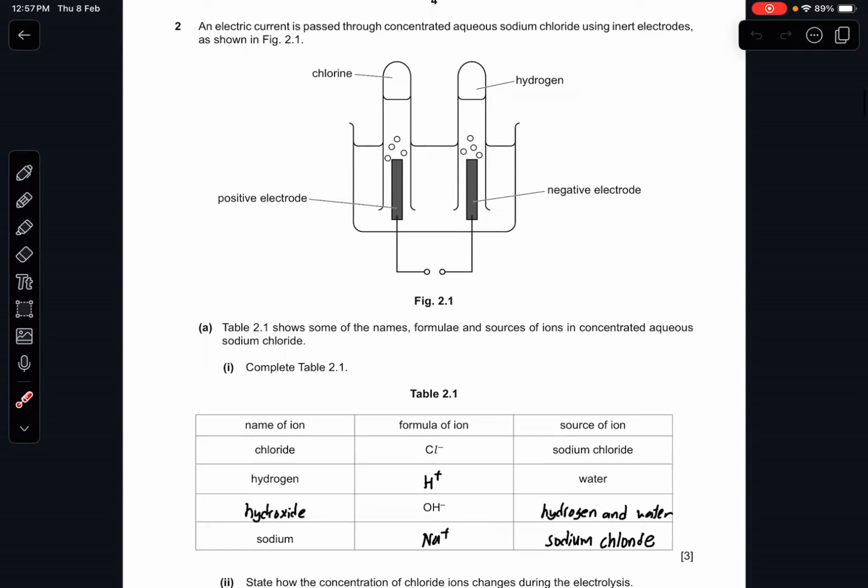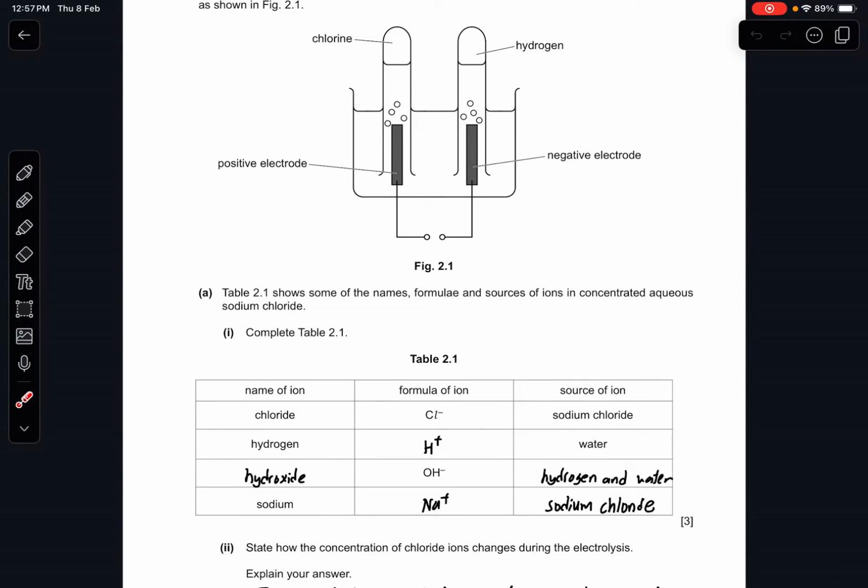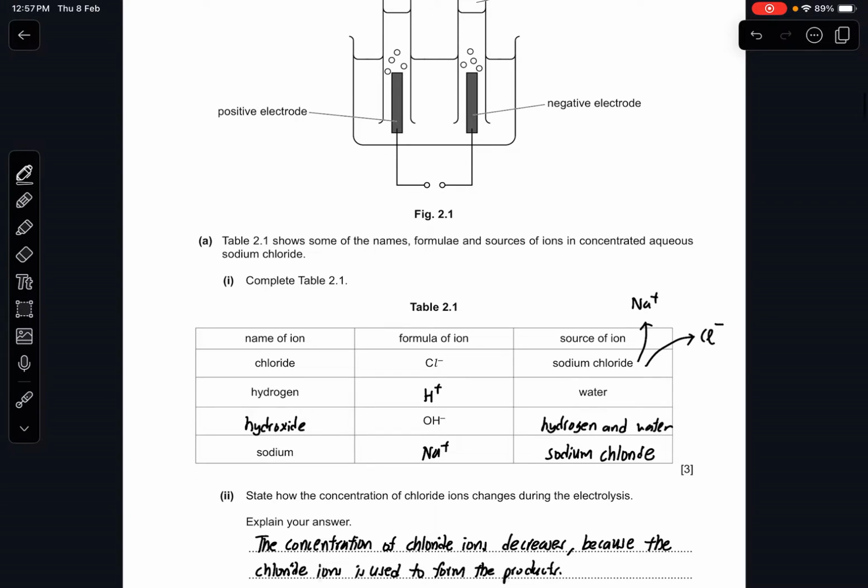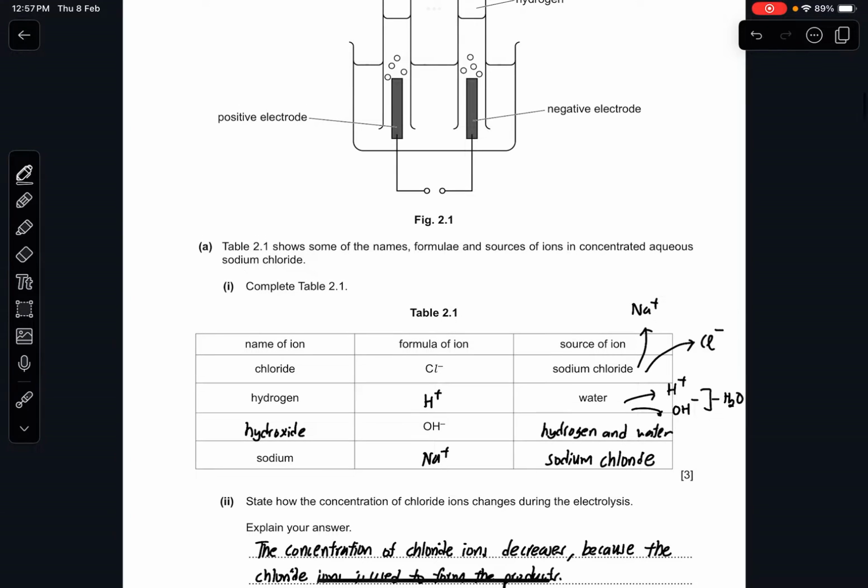So the name of the ion will be chloride, which is Cl minus, and the source of the ion is sodium chloride. How can you make sure? It's because sodium chloride comes from 2 ions, Na plus and Cl minus. Hydrogen is H plus and it comes from water, because water will produce H plus and OH minus, which forms the H2O. Hydroxide, OH minus, is coming from water because it's O and H.